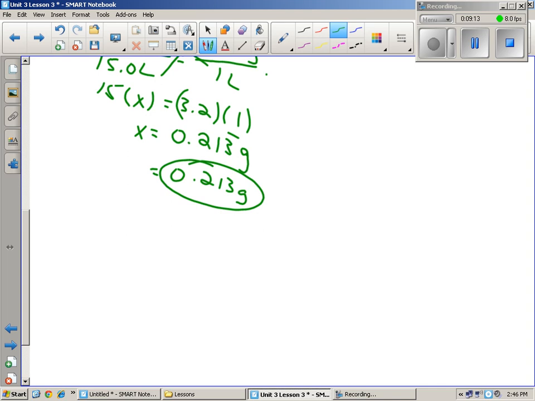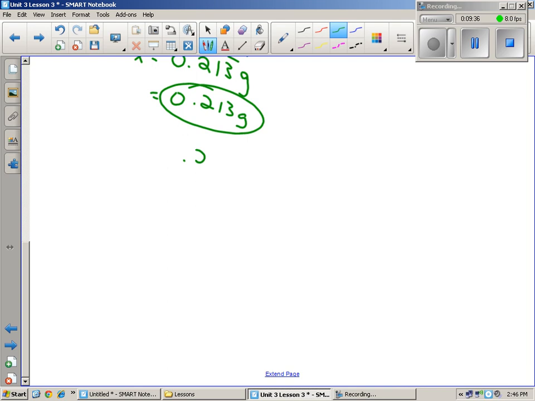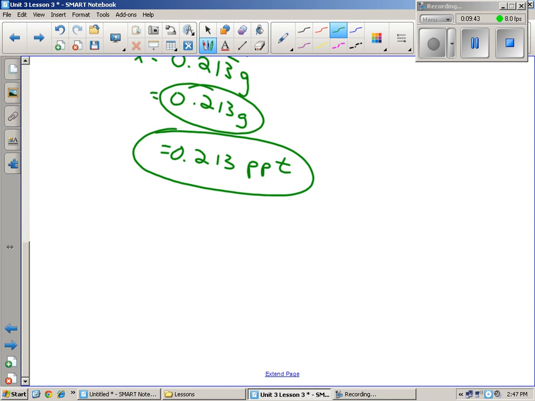And once again, is there another way we could represent this? Sure, it's 0.213 grams. What's it out of? It's out of 1,000 milliliters, right? Look right here. Your answer here was 0.213 grams in 1,000 milliliters. Well, grams per 1,000 milliliters or grams per liter is the same as saying PPT, yes? So that might be another option there as well for you. 0.213 PPT, grams per 1,000 milliliters. Okay?